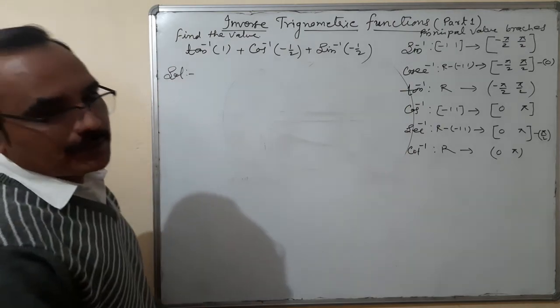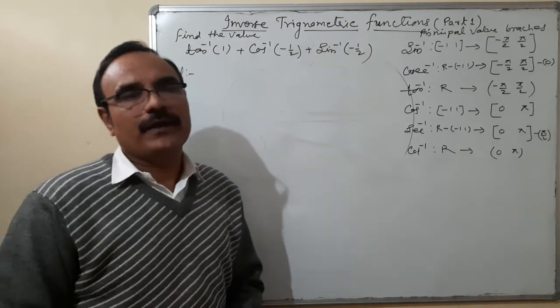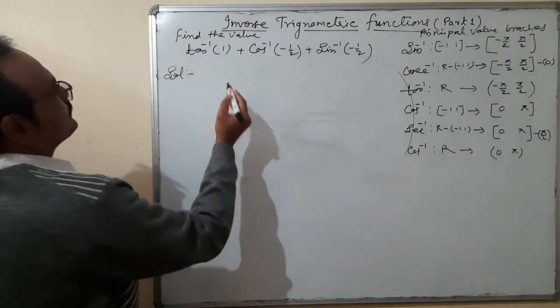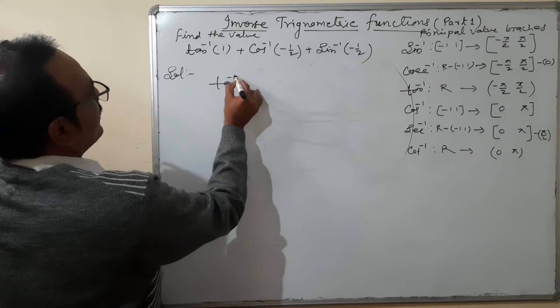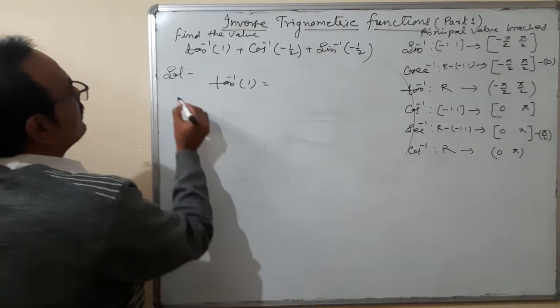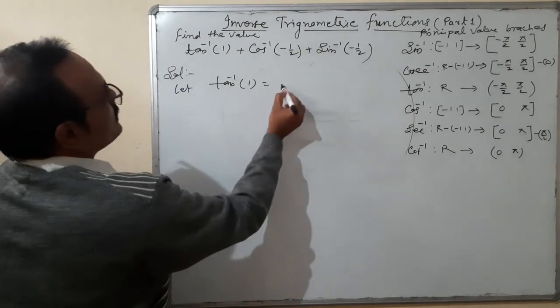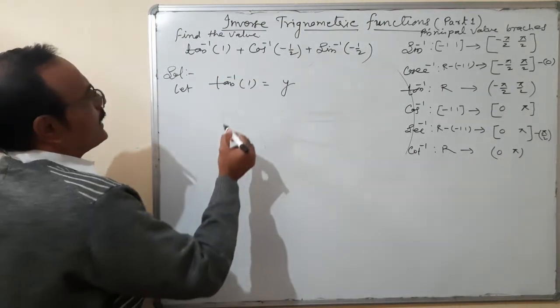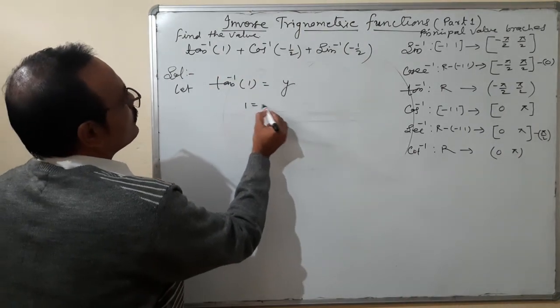How to find the values of these 3 terms? Okay. So I am solving one by one. First I am taking tan inverse 1. Let tan inverse 1 be equal to y. Okay. Inverse trigonometric function. So directly I can write here 1 is equal to tan y.